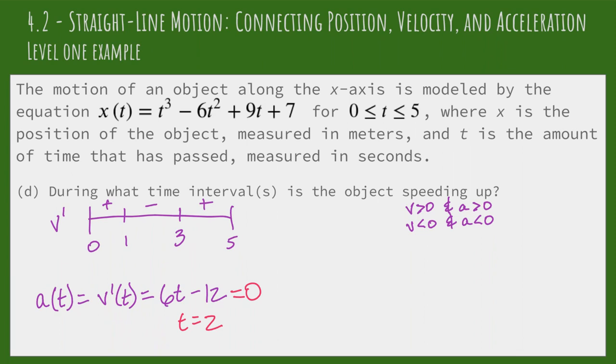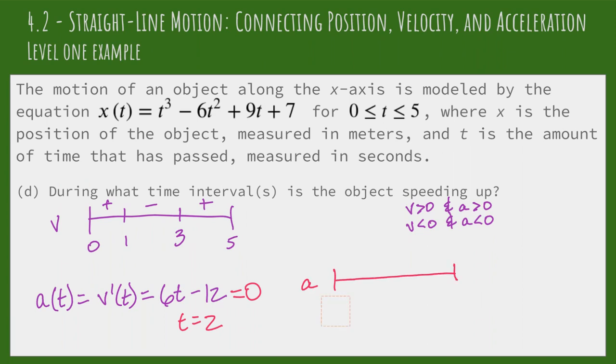And so what that tells me is the acceleration might change signs at that point. If it's 0 at 2, that means that to the left of 2, it's either going to be positive or negative, and to the right, it's either going to be positive or negative, but it's going to be the same everywhere to the left and to the right. So I'm going to make a sign chart for acceleration.